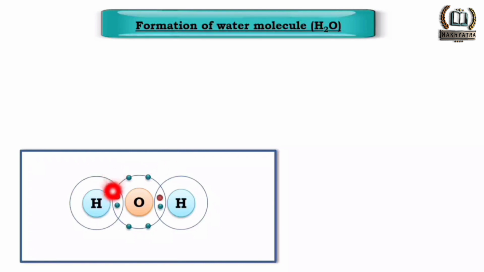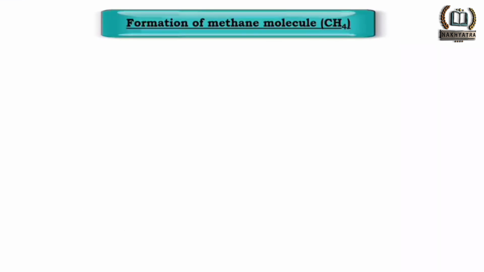And the bond forming here is the single covalent bond, where only 1 pair of electrons is shared. See, between this hydrogen and this oxygen, only 2 electrons are shared. So it is single covalent bond, and here also between this hydrogen and this oxygen, 2 electrons are shared. So the bond forming here is the single covalent bond. Is that clear?